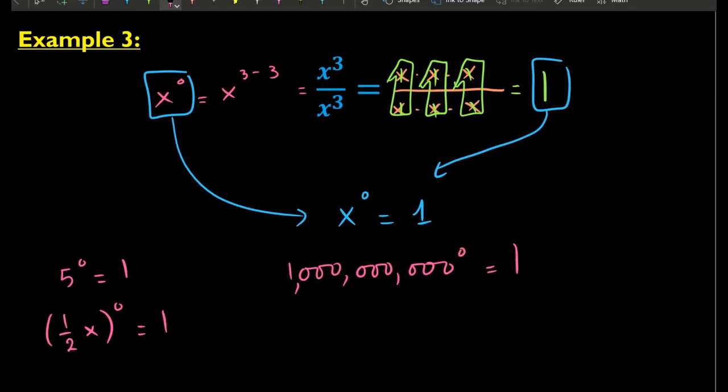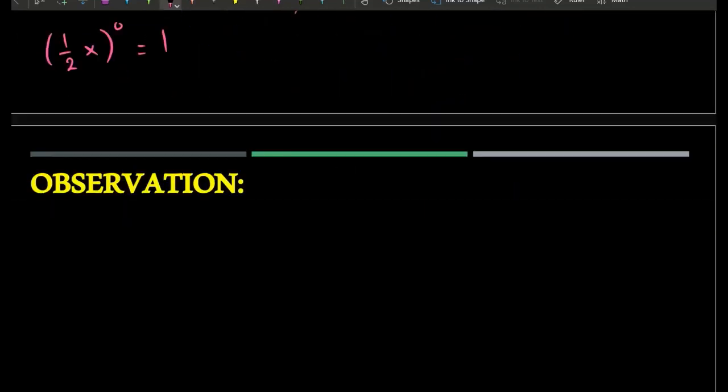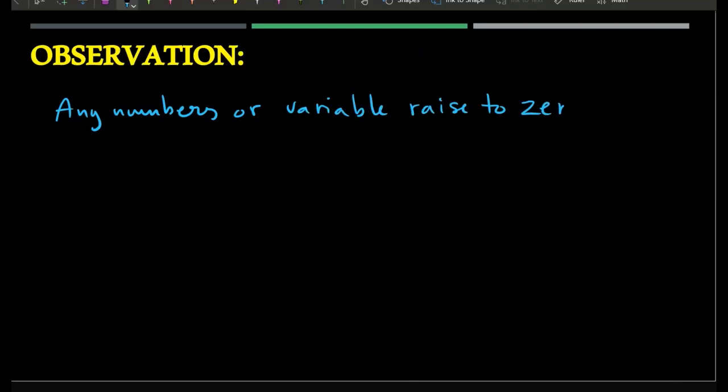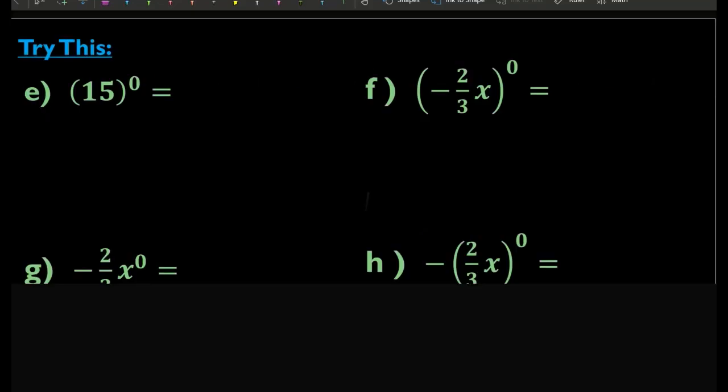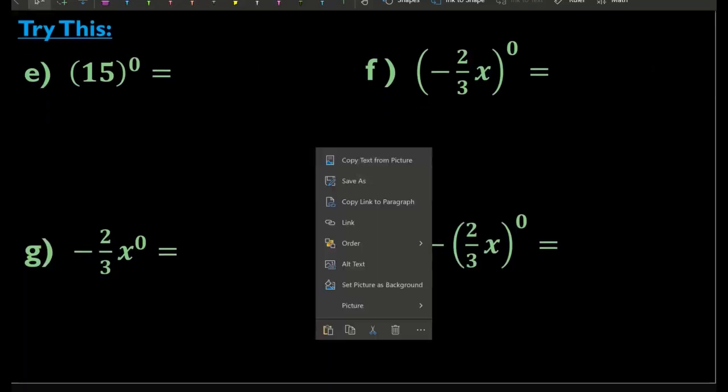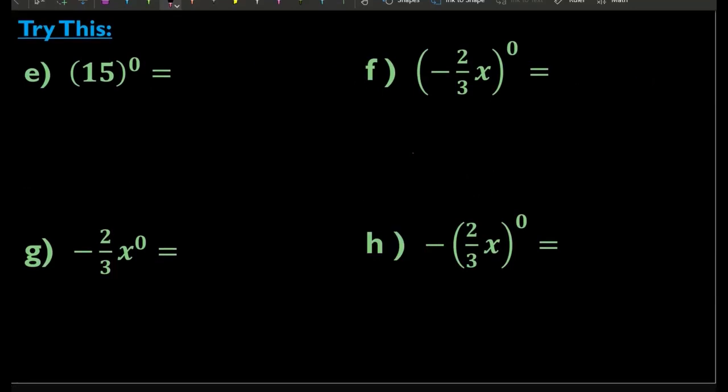Alright, so now the observation we can write down is any number or variable raised to 0 is 1. Okay, go ahead, try this problem. It's going to be a surprise for you. Go ahead, try your best.